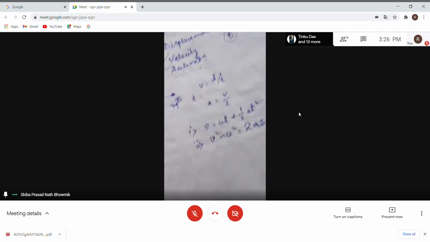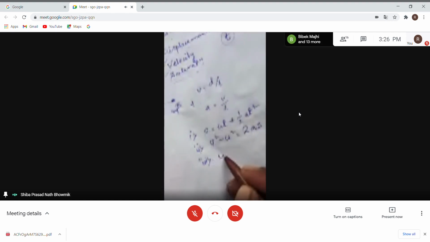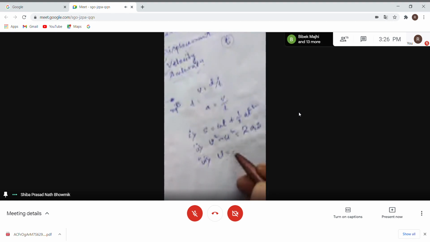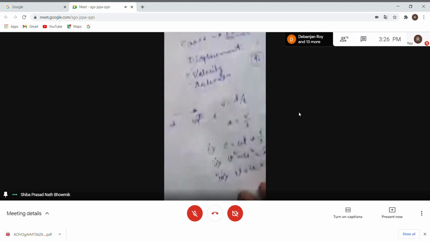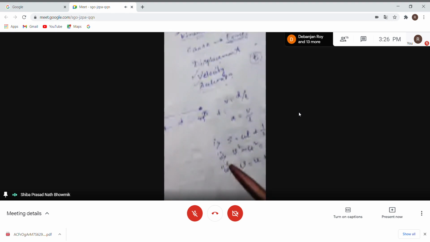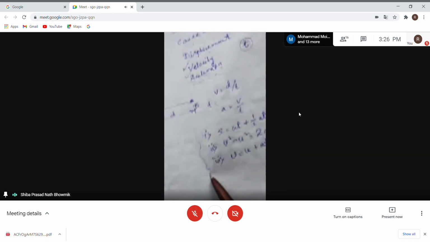Another one is v equals u plus at. Exactly, v equals u plus at. Now whatever problems we follow here, we have to use these three equations.